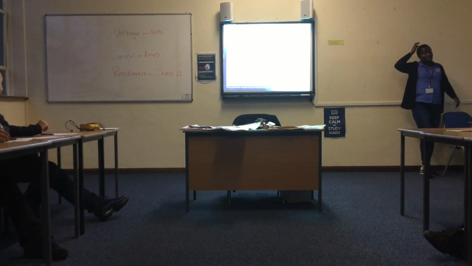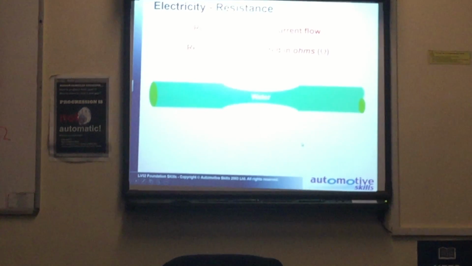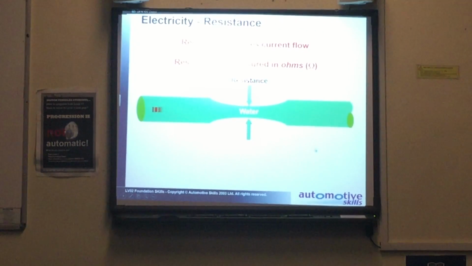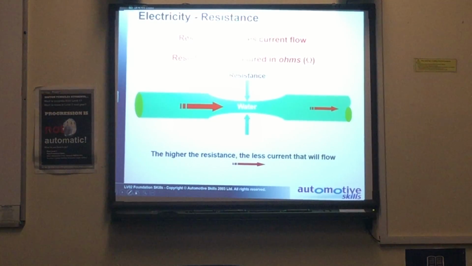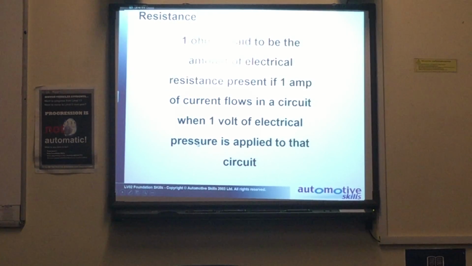Like we said, resistance reduces current flow. If you squeeze, that is resistance, then we are going to have less current at the end. I did explain that. If the resistance is high, then we have less current flowing through, which is clear on the analogy there. Then resistance, 1 ohm, is the amount of electrical resistance present if 1 amp of current is being pushed by 1 volt, a pressure of 1 volt, through the circuit. So in all cases it will be 1 unit of each.